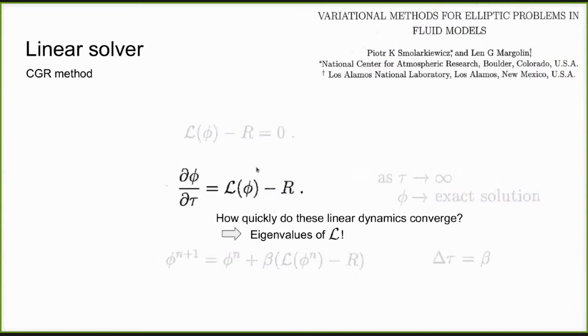Now, if you have this, you might immediately ask yourself, well, how quickly is this going to converge? Well, that depends on the eigenvalues of this linear operator L. There are some mild constraints on L that you want for this to converge in the first place, like negative definite, which also Ackmann et al. in their paper say their L has this property.